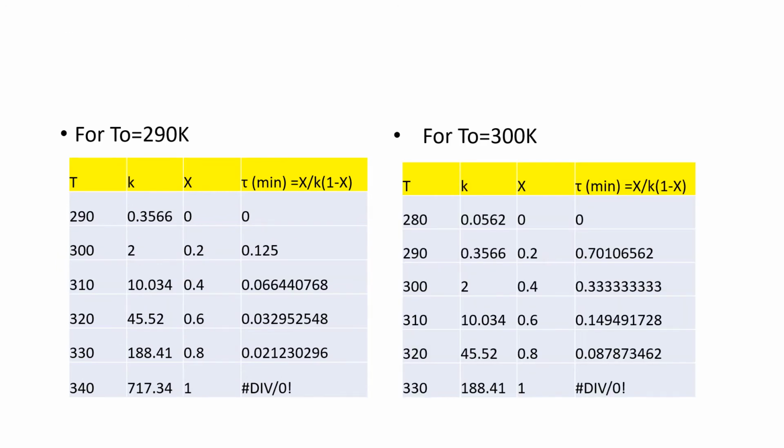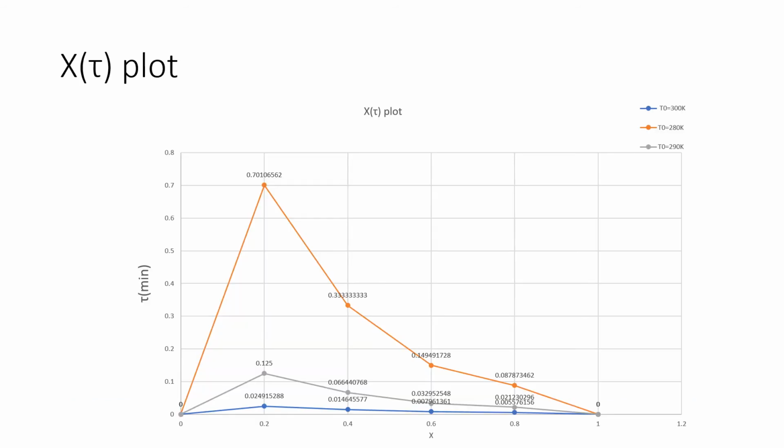So based on this data for different initial temperatures, I've calculated X versus residence time and plotted it in a graph. So you can see it for different initial temperatures: 300 Kelvin, 280 Kelvin, and 290 Kelvin.